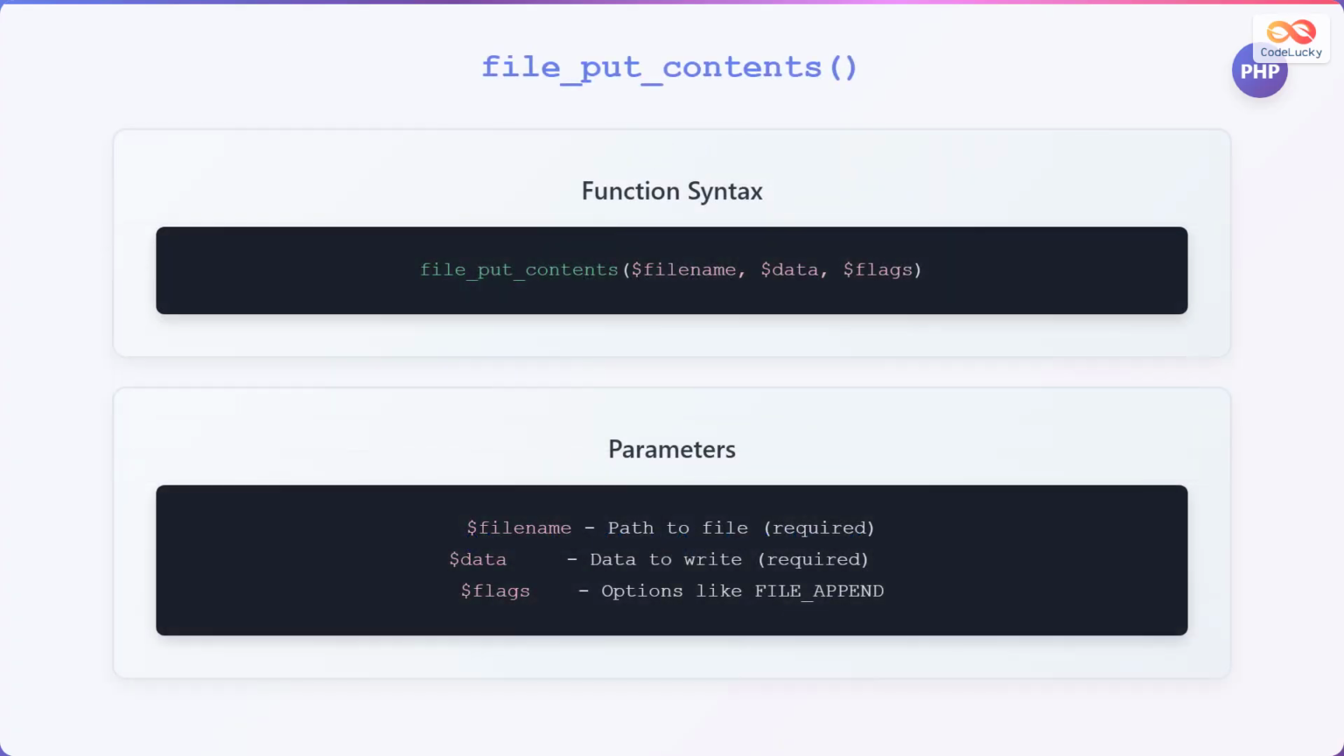Let's explore the file_put_contents function. The syntax is file_put_contents, then in parentheses the parameters $filename, $data, and $flags. The $filename parameter specifies the path to the file and is required. $data is the data you want to write to the file, also required. $flags are options like FILE_APPEND, allowing you to modify the writing behavior.